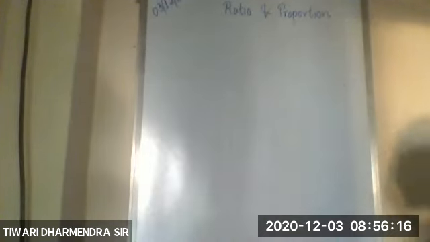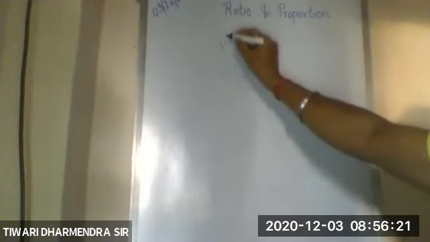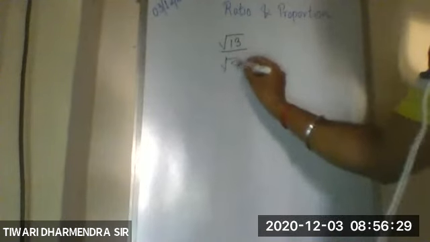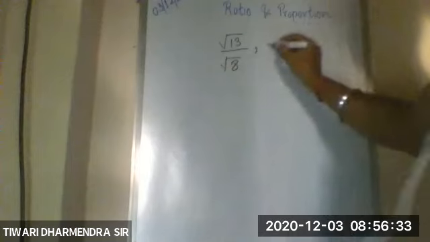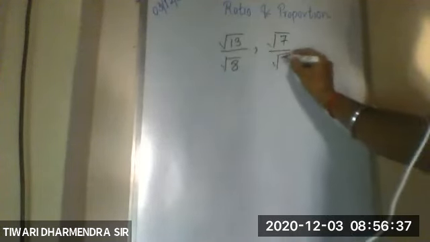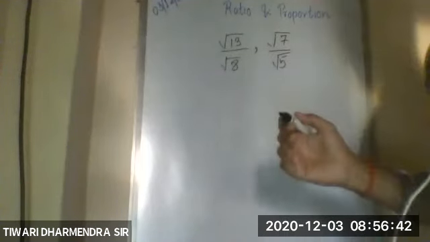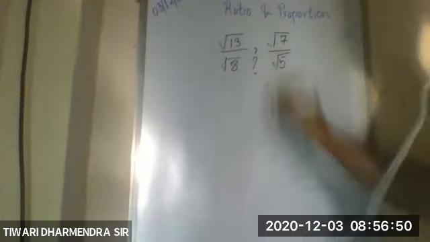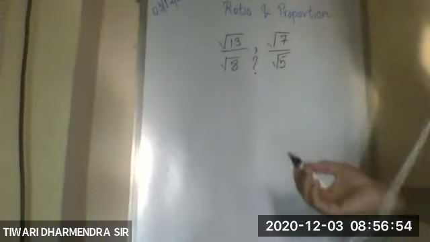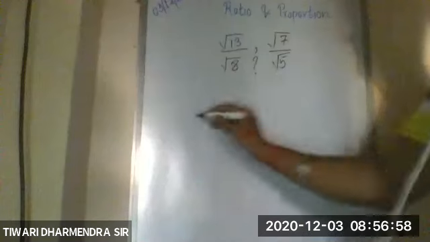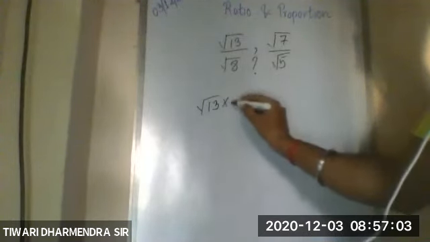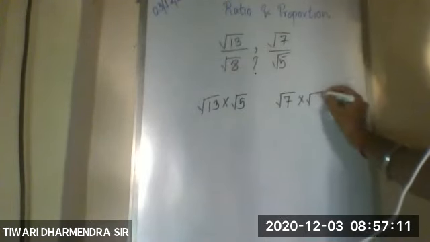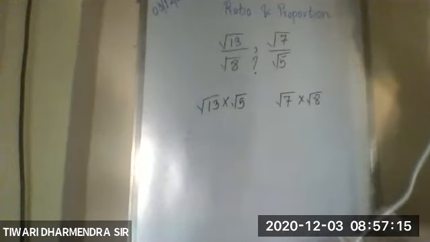So by using this, we'll be solving the next example. Say we have the ratio root of 13 is to root of 8, and root of 7 upon root of 5. We need to compare which of the ratios is greater, less, or equal. The relation between them is unknown, meaning who is greater, who is lesser, or whether they are equal. So start. Just take again a cross multiplication. Root of 13 into root of 5, and here root of 7 into root of 8. So therefore, we know that still it is unknown.